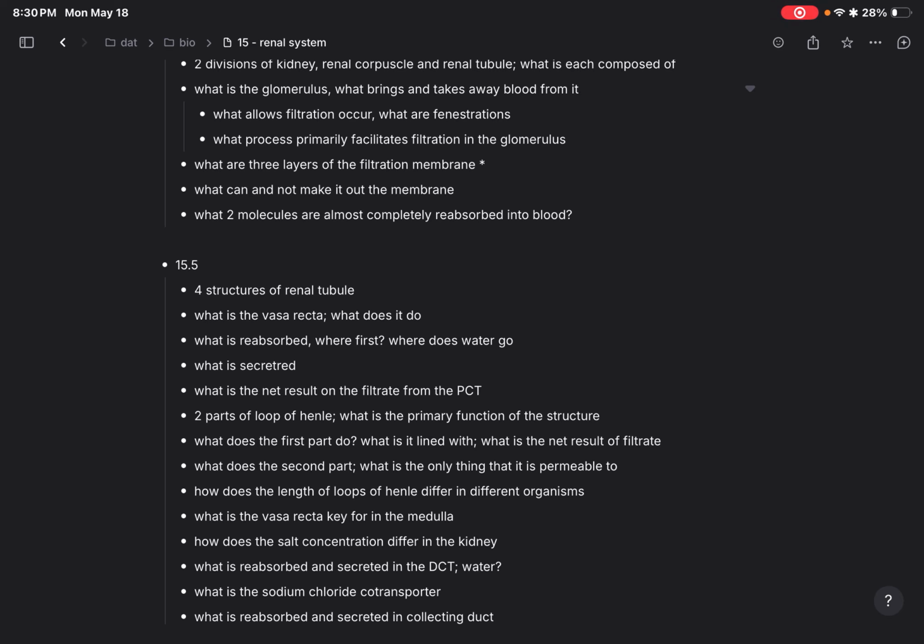So what can and what cannot make it? Amino acids, glucose, electrolytes can, and red blood cells and white blood cells cannot. Two molecules that get reabsorbed are amino acids and glucose.